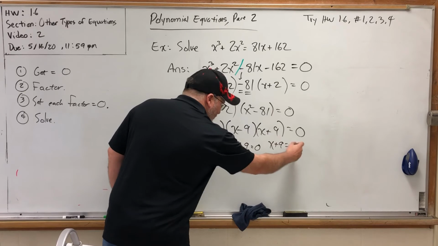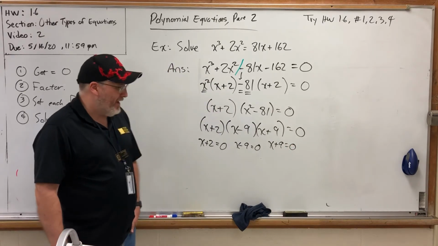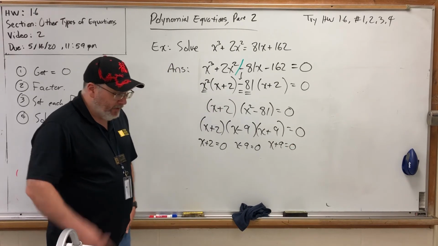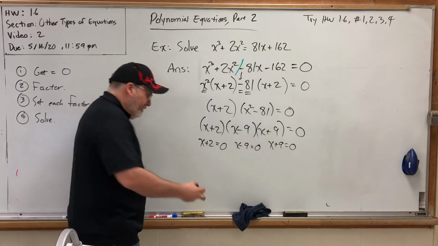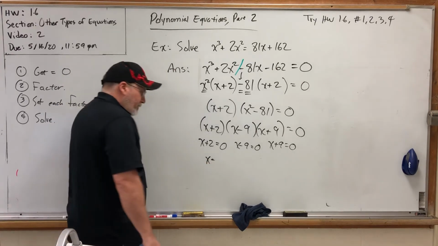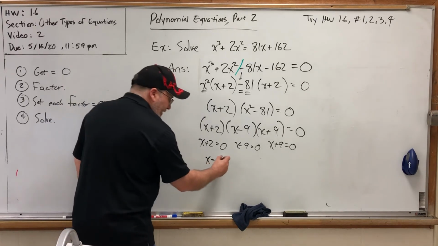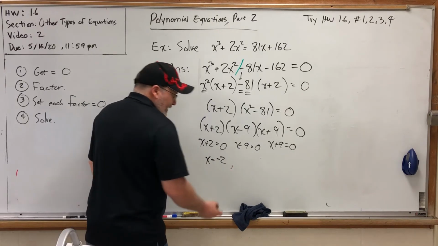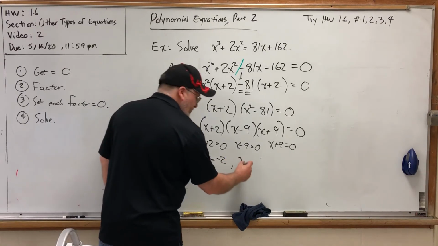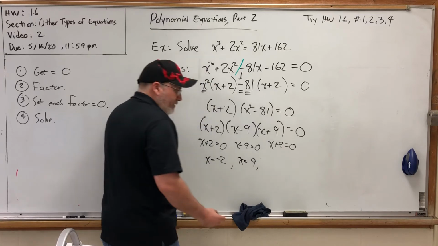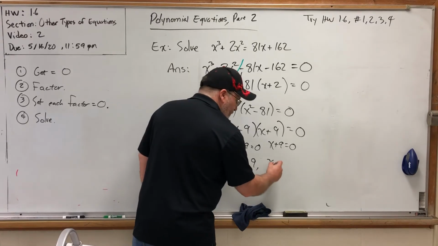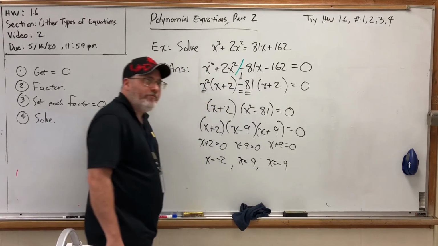I would like you to get to the point where you can actually bypass writing the line that I just wrote. Thinking it and then saying, if I solved x plus 2 equals 0, I would get x equals negative 2. If I solved x minus 9 equals 0, I would get x equals 9. And if I solved x plus 9 equals 0, I would get x equals negative 9.